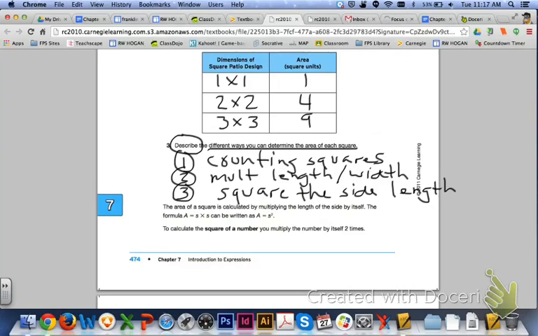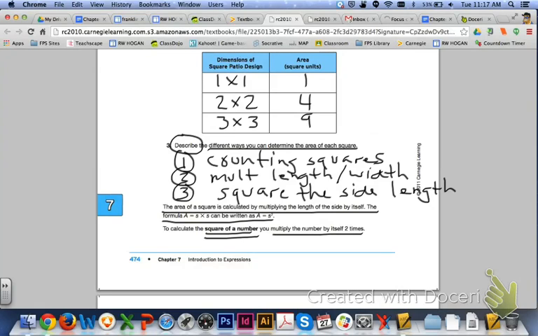Here are 3 different ways that we can determine the area of each square. The first thing that we can do is just count all of the squares that we see inside of it. A second way is to multiply the length of the square by the width of the square. And a third way to determine the area would be by squaring the length of the side.